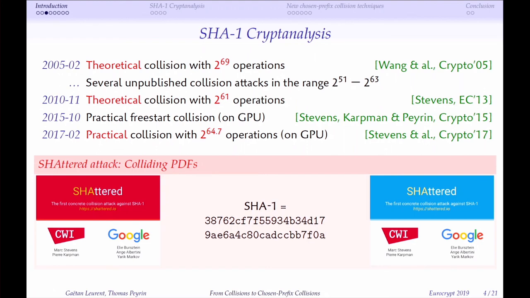You should buy the GPUs, first use them to mine Bitcoin, and then use them to run the attack.